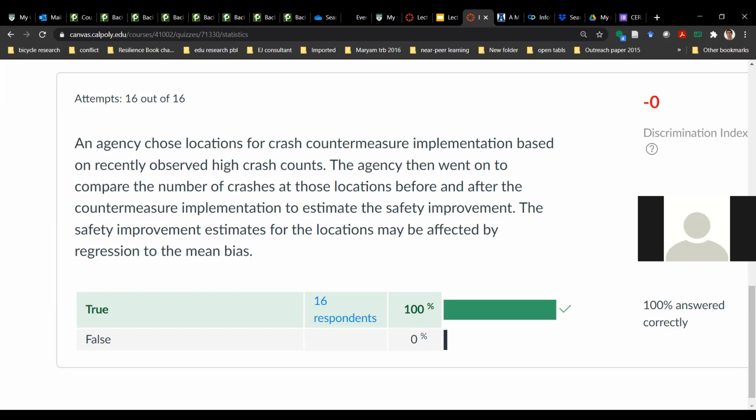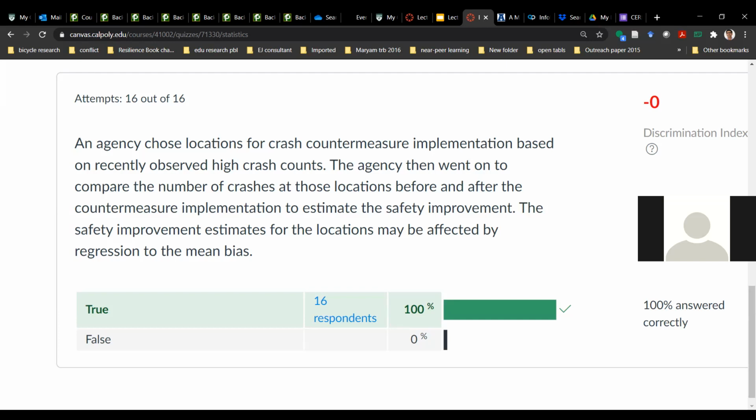And as Brian surely knows, when you're working for an agency, you cannot just randomly make improvements. You have to have a basis for improvement. So you're going to typically select locations with high crash counts for improvement. And I'm not against that. Obviously, that's the right thing to do. You want to improve safety.